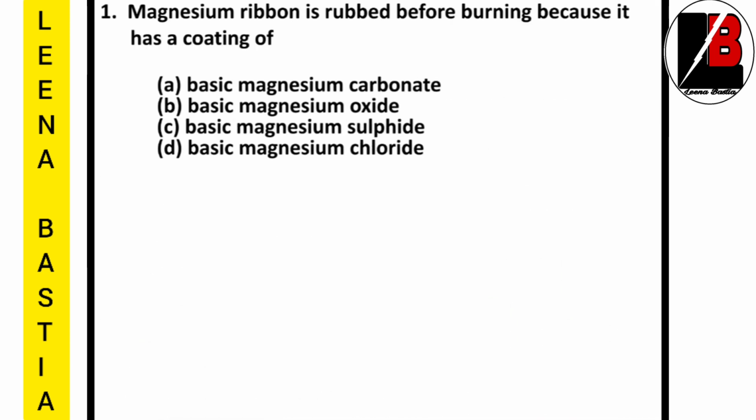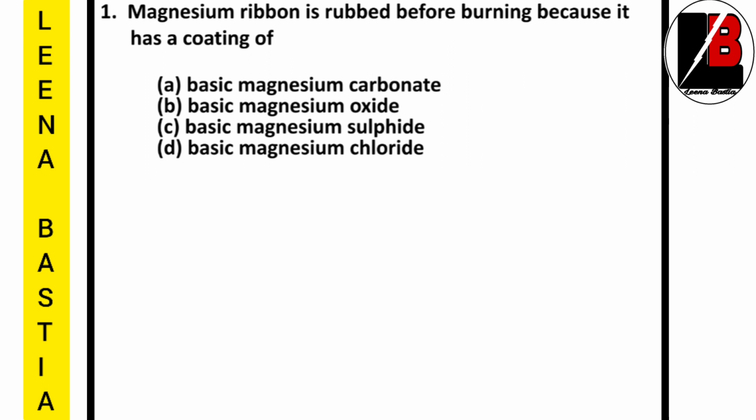First question: magnesium ribbon is rubbed before burning because it has a coating of: option A, basic magnesium carbonate; B, basic magnesium oxide; C, basic magnesium sulfide; D, basic magnesium chloride.